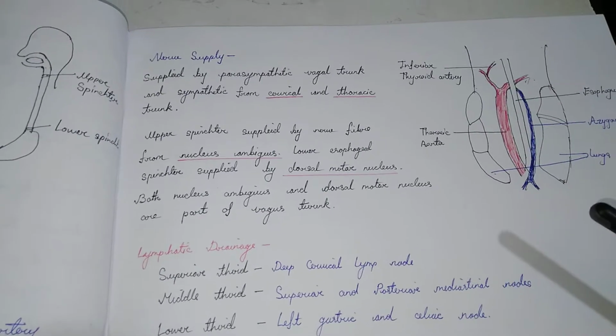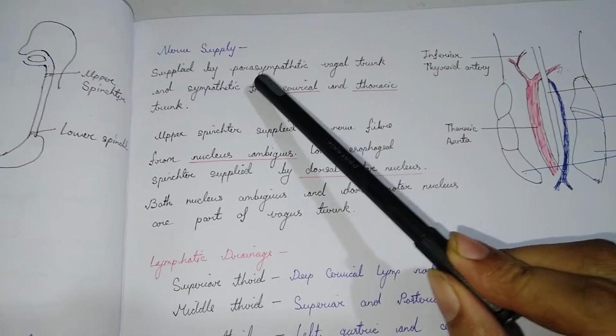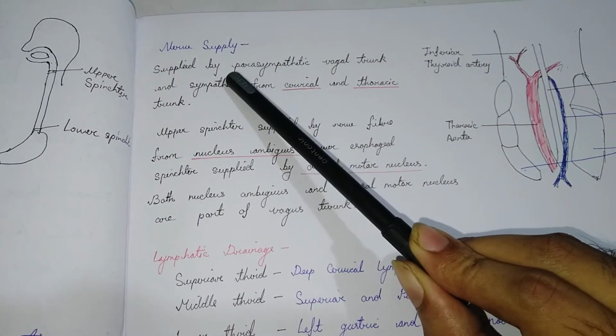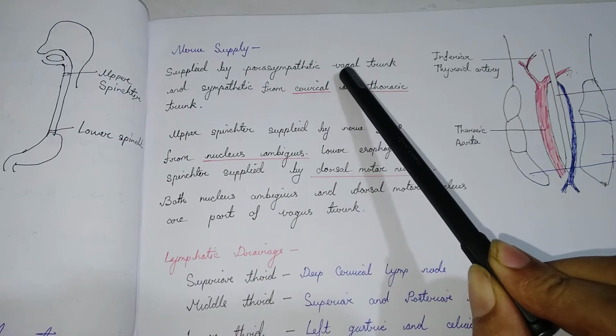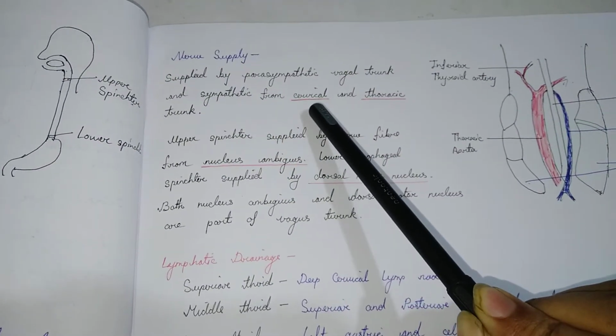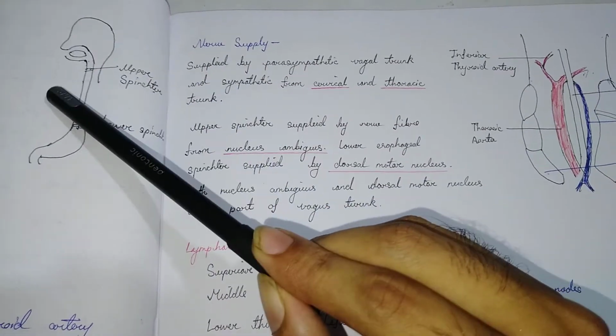Now the nerve supply of the esophagus. The esophagus has both parasympathetic and sympathetic nerve supply. The parasympathetic nerve supply is from the vagal trunk, and the sympathetic nerve supply is from the cervical and the thoracic trunk.